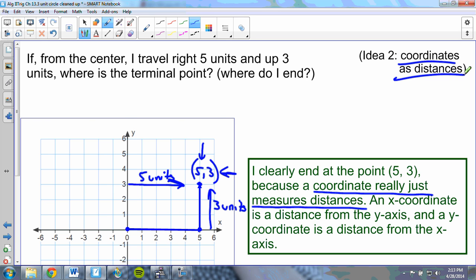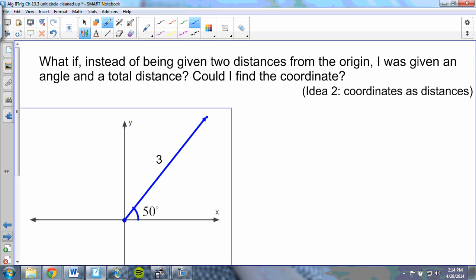But that's not a concern right now. I'm going to keep that same idea of coordinates as distances, but now I'm going to find this coordinate right here as a point, xy. How can I do that?